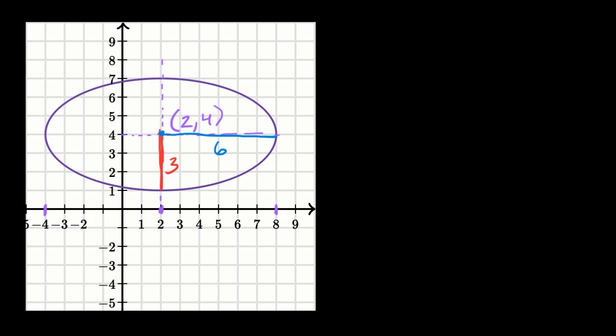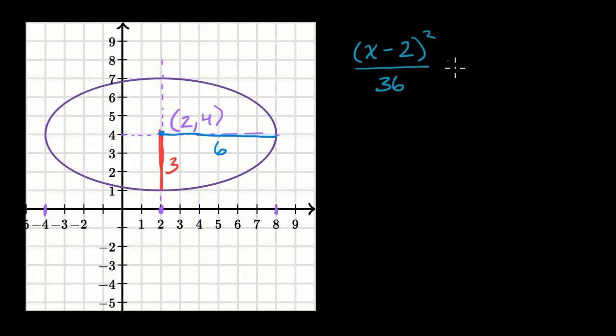When we express it, let me write it this way. First, we think about x. So x minus the x-coordinate of the center, so (x - 2) squared, over the radius that is in the direction of x. In this case, the major radius is in the x direction, so that is over that squared. That's where that 36 comes from.